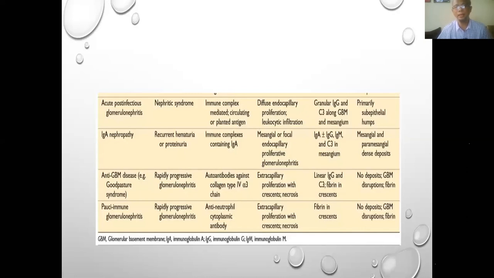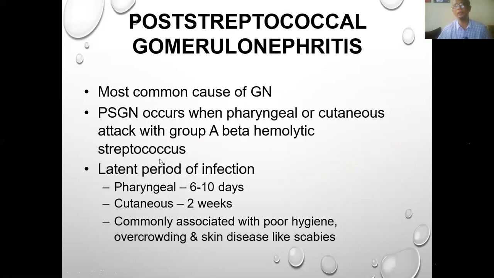There is an extracapillary proliferation with crescents and necrosis in light microscopy. In fluorescent microscopy, you will get linear IgG and C3, and fibrin in the crescent. In electron microscopy, there is no deposit, but the glomerular basement membrane is disrupted and there is also some fibrin deposition. So you will get all these changes in these conditions.